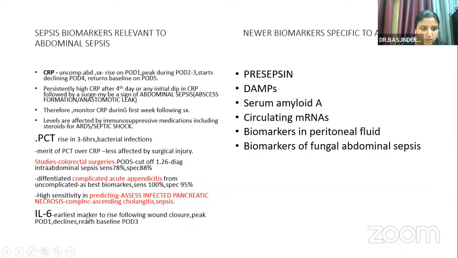Next is interleukin 6. It is the earliest marker to rise following wound closure, peaks on day 1, and declines, reaching baseline on post-op day 3. So these are the generalized biomarkers of any sepsis which I have spoken about in relation to abdominal sepsis. Newer biomarkers specific to abdominal sepsis are presepsin, damage-associated molecular patterns, serum amyloid A, and circulating messenger RNAs, which are very promising, but these are not yet available, and we need more studies to get their levels and cutoff values. Also biomarkers in peritoneal fluids and biomarkers of fungal sepsis.